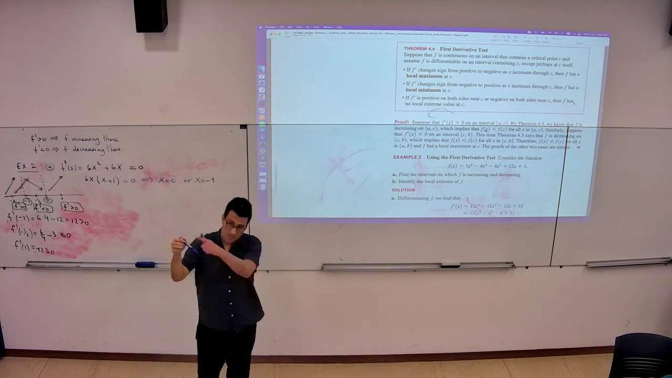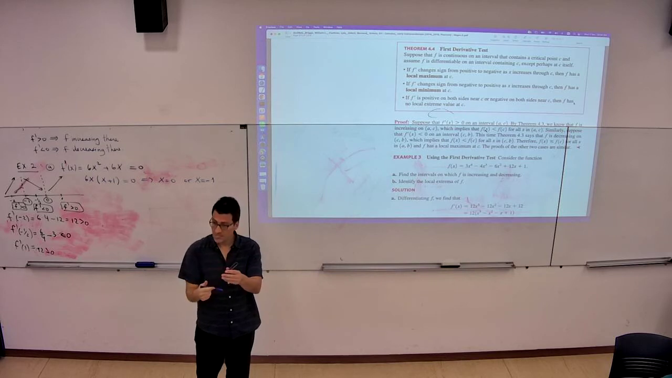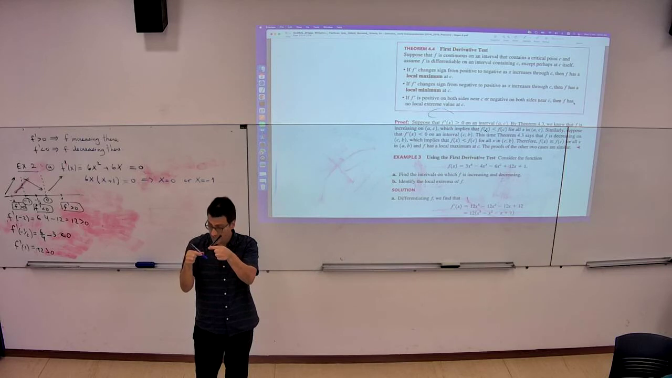Derivative negative means the function is decreasing. Derivative positive means the function is increasing. But it's continuous, so these two branches are glued together there.